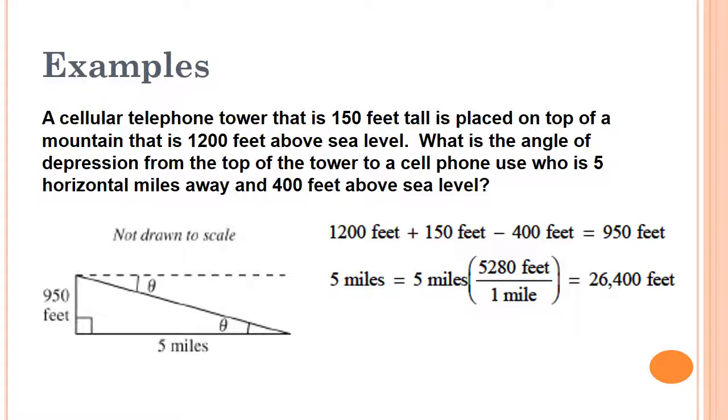The person is 5 miles away. Notice the angle of depression is that upper angle, but it's going to be the same as the angle of elevation from the person's perspective. So, using that and using the inverse tangent, we get 2.06 degrees.